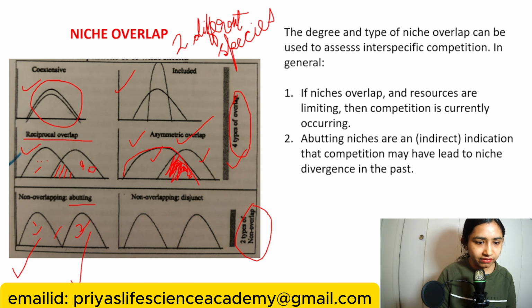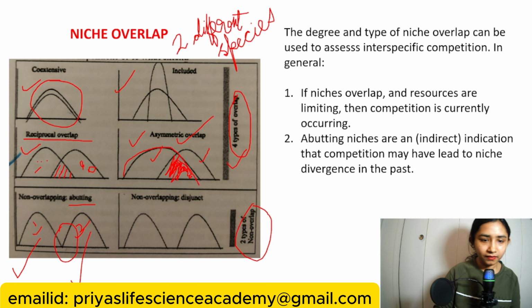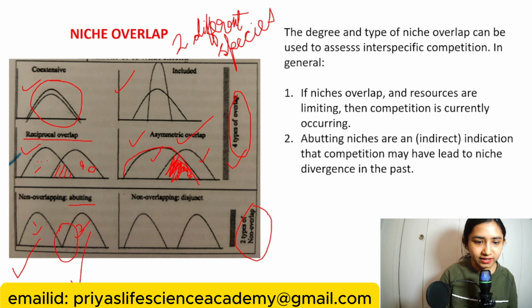Here you can see there is no overlap of the niche. Non-overlapping disjunct, you can see 2 species, they completely occupy 2 different niches and there is a gap between their niches. That means their ecological role, their niche are completely different from each other. There is no overlap of the niche and there is no direct interaction or shared resource between them. That is known as non-overlapping disjunct.